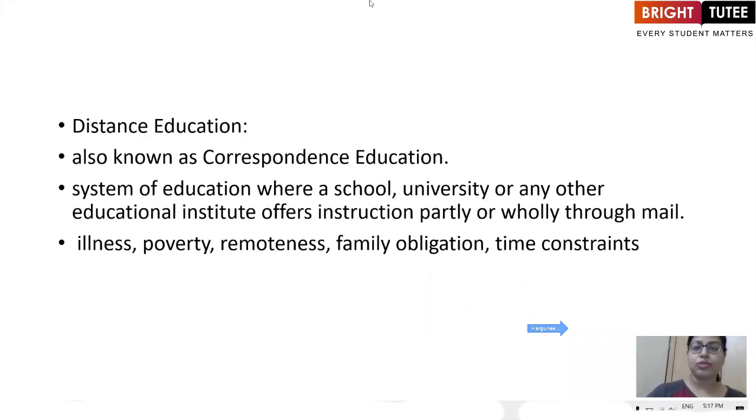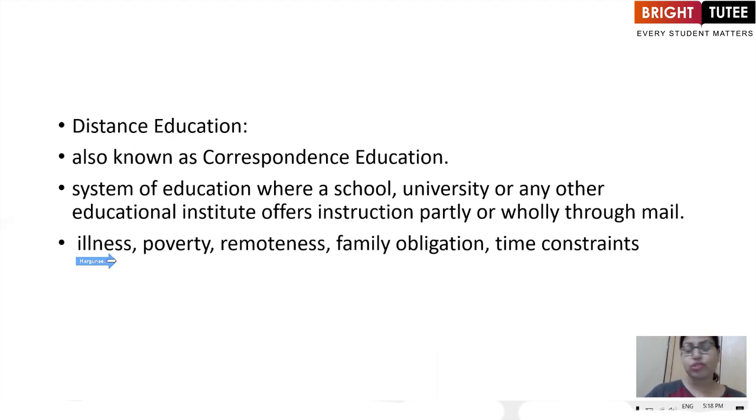Now, another non-formal agency of education apart from open schools is distance education, which is also referred to as correspondence education. Now, there is a difference in open schools and distance education. When we were discussing open schools, that is largely non-institutional in nature. So there isn't any physical building. You don't have to go and, there isn't any classroom over there where you sit and take your lessons. But when we talk about correspondence education or distance education, it's actually a system of education where a formal school, university, or any other educational institute for that matter offers instruction partly or wholly through mail.